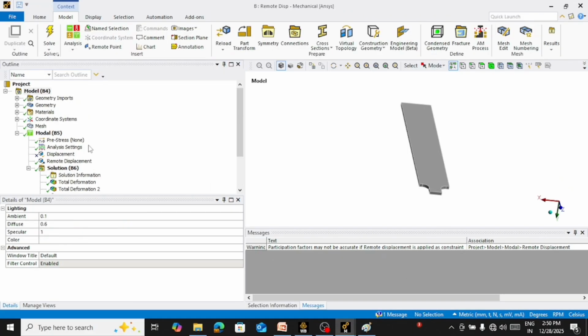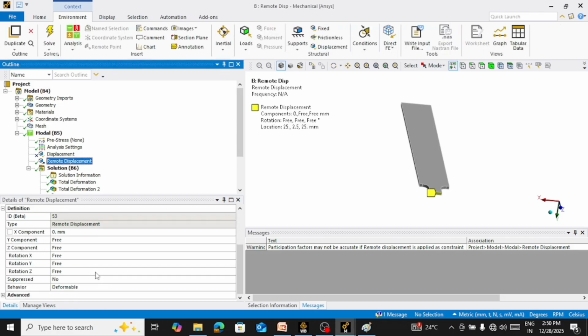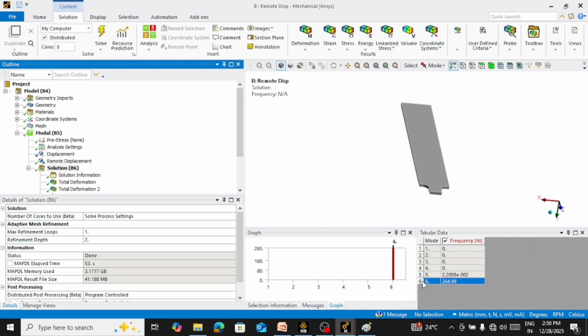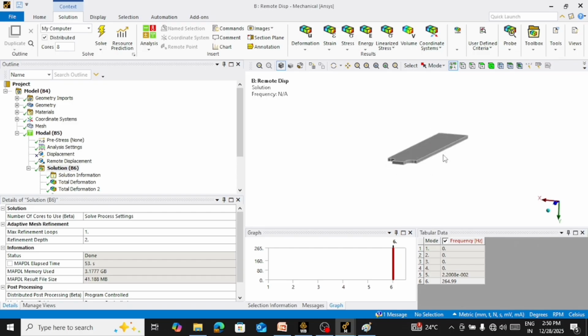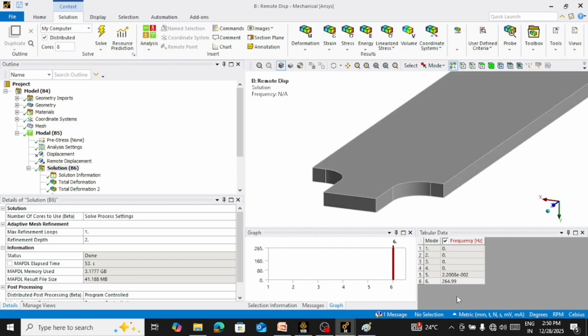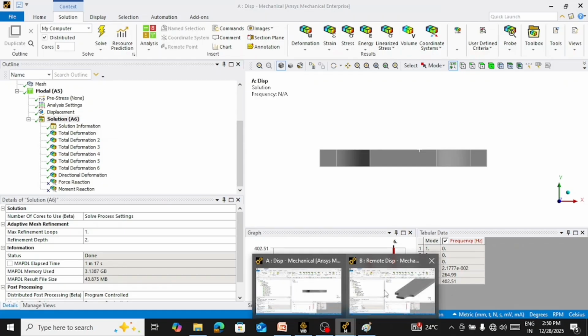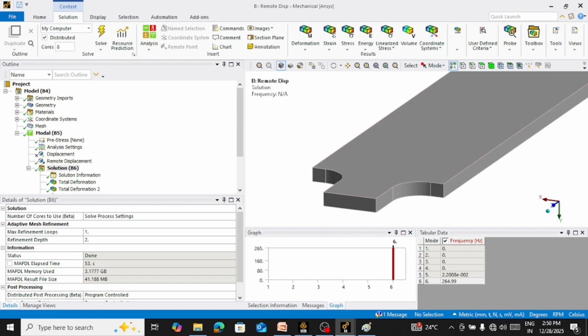If we try to look at the same thing in the case of remote displacement, and we just fix the x degree of freedom, then we will find that we have just one non-zero natural frequency, which is 264.9. We have the same result in the displacement scenario too, but that is a fixed mode, and there is an additional mode, an additional stiffness or constraint coming to the geometry because of the displacement boundary condition, which is not present in the remote displacement.